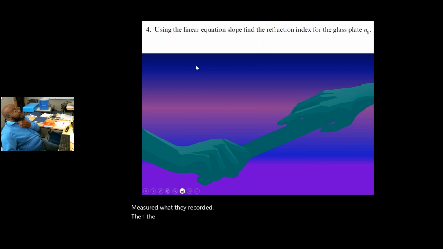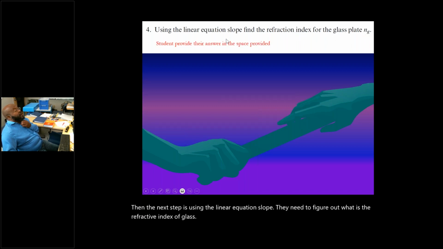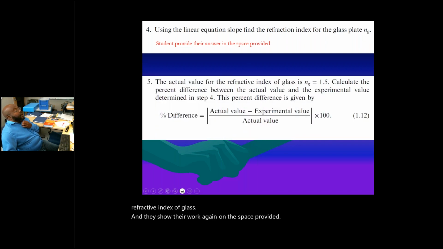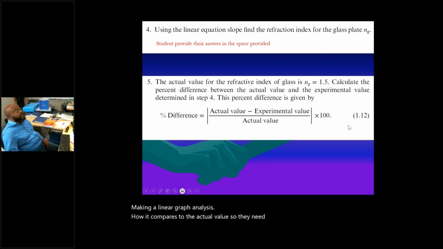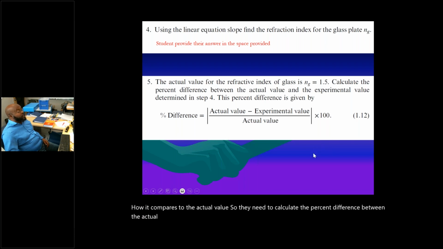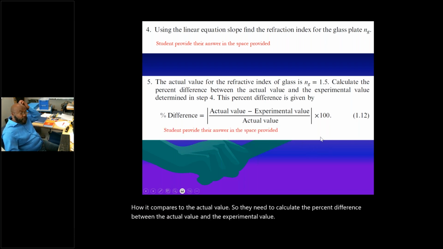Then the next step is using the linear equation slope. They need to figure out what is the refractive index of glass. And they show their work again in the space provided. Then they need to see what they measured experimentally by making a linear graph analysis, and how it compares to the actual value. So they need to calculate the percent difference between the actual value and the experimental value. And again, they need to show their work.